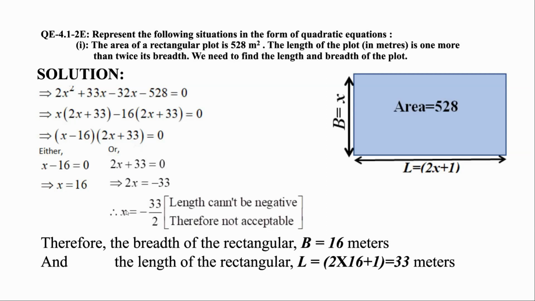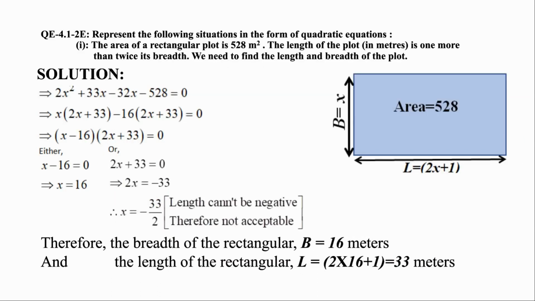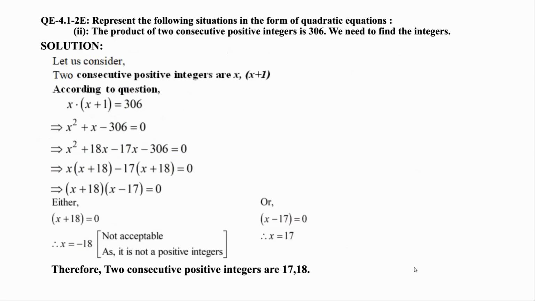So we will not consider this value. Why? Can you tell me, can length be a negative dimension? No, it cannot be. So the result x equals minus 33 by 2 is not acceptable, as length cannot be negative, right? So we will consider only x equals 16. As we have considered, b equals x, so our breadth will be 16, and the length will be 2 into 16 plus 1, so it will be 33 meters, right?